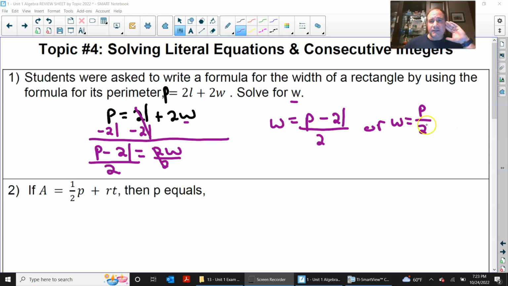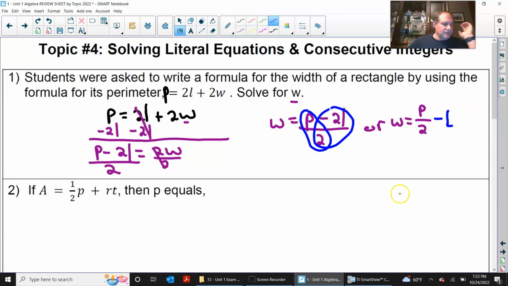Or you could write it like this. We have W equals P over 2. And this is where you're getting the P over 2 from. And then when you're dividing here, you get negative L. So this is the simplified version. Or you could leave this. Whatever the multiple choice has, that's what you choose.